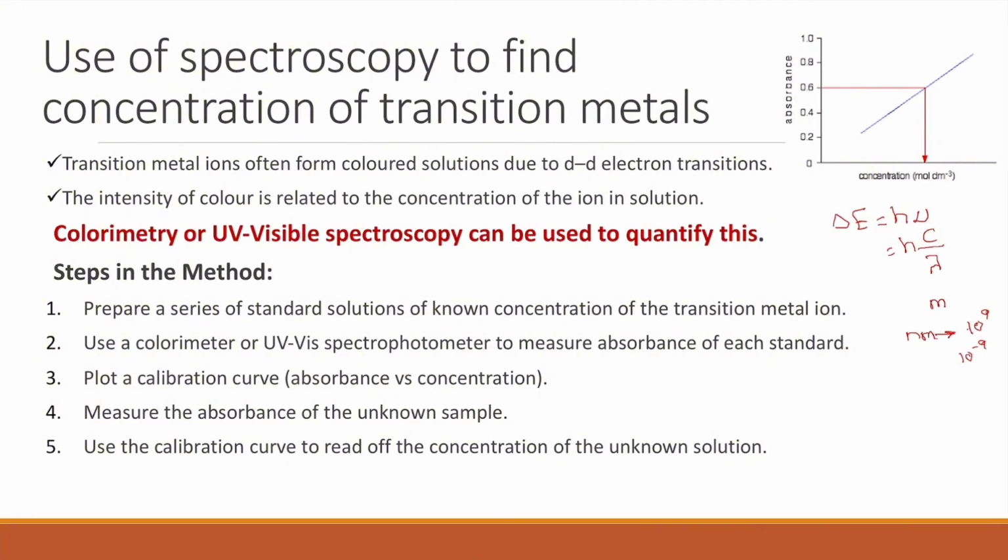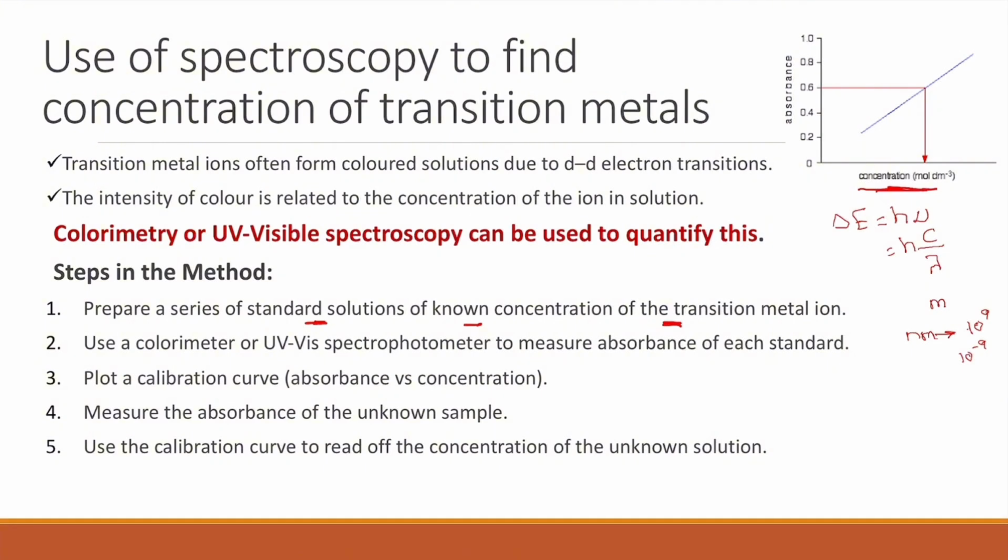How can we do this? That was a long question in paper 3 in the 2024 exam. The steps are, first of all, you need to prepare a series of standard solutions of known concentration of the transition metal ion complex. So first prepare different concentrations, and then use the visible spectroscopy, or the colorimeter, to measure the absorbance. Absorbance here is how much of the light was absorbed. Measure the absorbance of each concentration, and then plot the absorbance versus the concentration, and this is called a calibration curve.